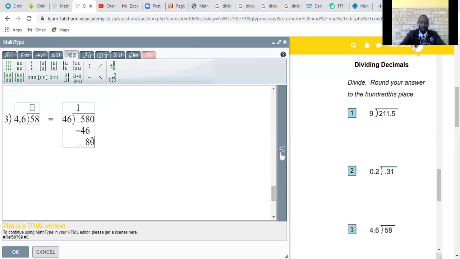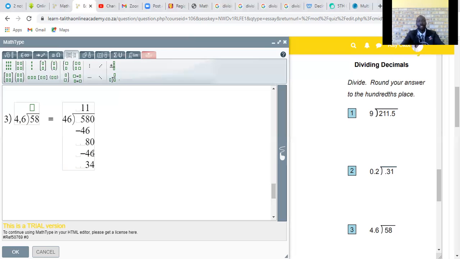So now the question is, how many times will 46 enter 80? Only once. And 1 times 46 is 46. So yes, we have it there as 46. Now we want to find the difference. That is, we subtract 80 minus 46. What is 80 minus 46? Well, 80 minus 46 will give us a value of 34.